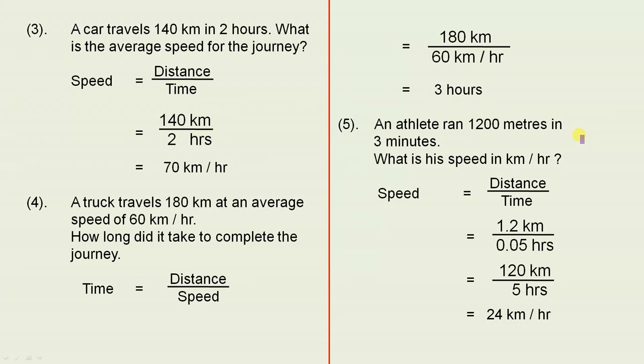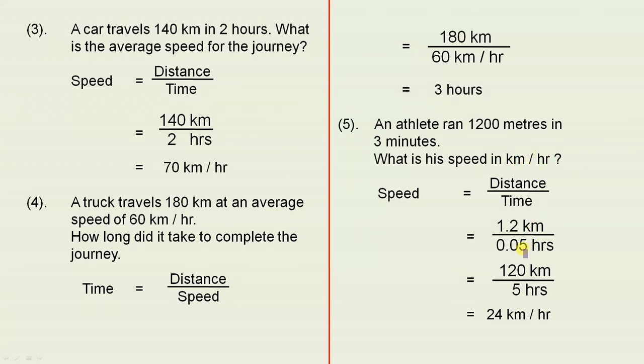Number 5. An athlete ran 1,200 meters in 3 minutes. What is his speed in kilometers per hour? So we have speed equals distance over time. The distance is 1,200 meters, which is 1.2 kilometers. So you change that to kilometers because we want the answer in kilometers per hour.